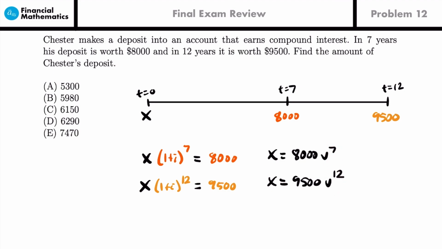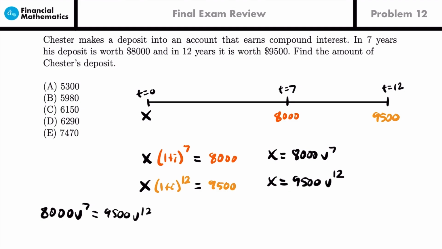Those present value factors would just be equal to 1 divided by those accumulation factors, so I'm just writing it like this to make it simpler. Now, since these are both equal to X, let's set them equal to each other. We'll have 8,000 times V to the power of 7 is equal to 9,500 times V to the power of 12.